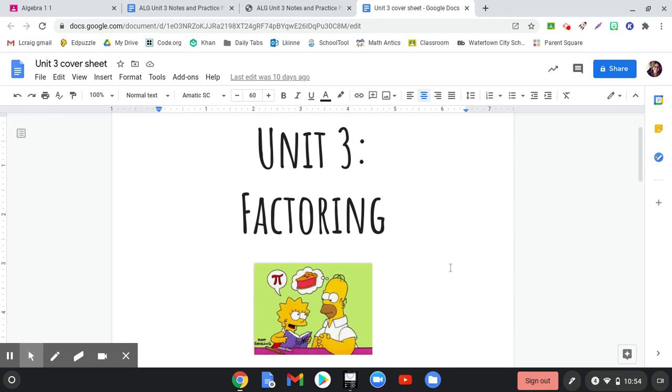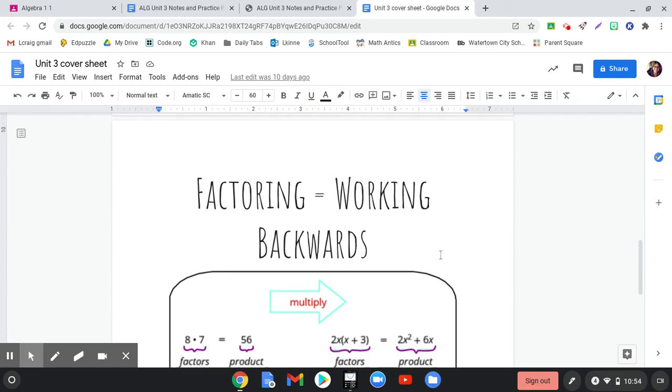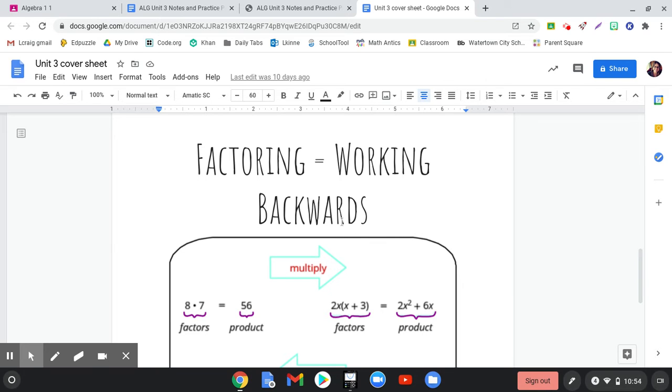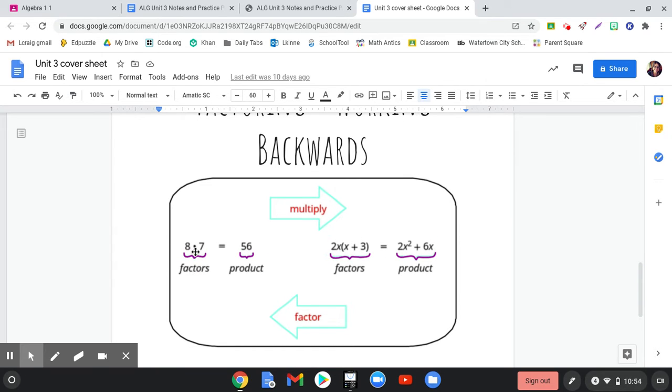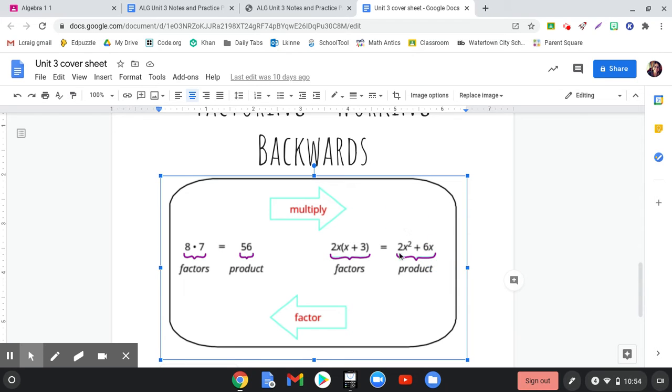Unit 3 is all about factoring, and factoring is basically working backwards with multiplication. Before, I gave you something to multiply, which are called factors, and you would get an answer, which is the product. Last chapter, we used expressions. In polynomials, when I did 2x times x plus 3, we would distribute and get our answer, which is a product. Well, this chapter is all about factoring. So I'm going to give you the product and ask you to figure out what we multiplied to begin with. That's basically what factoring is.